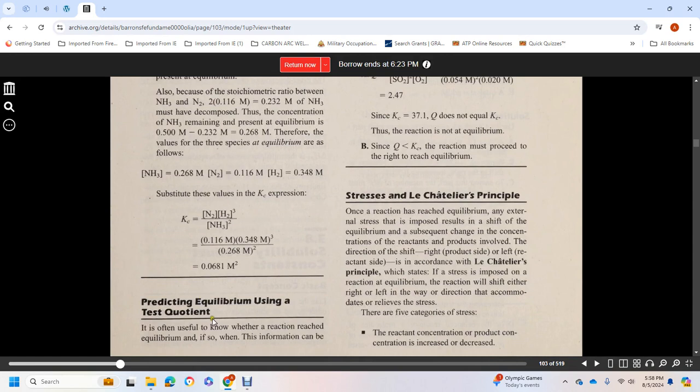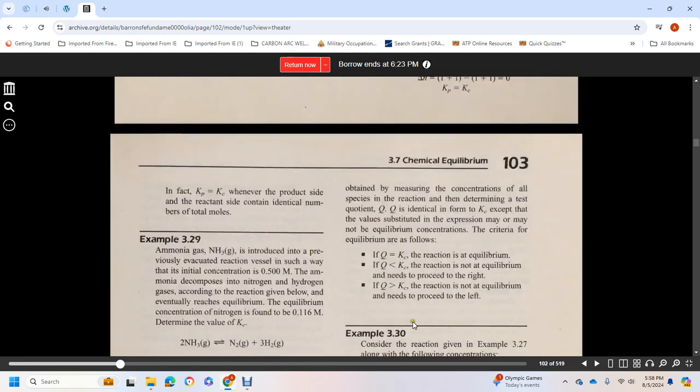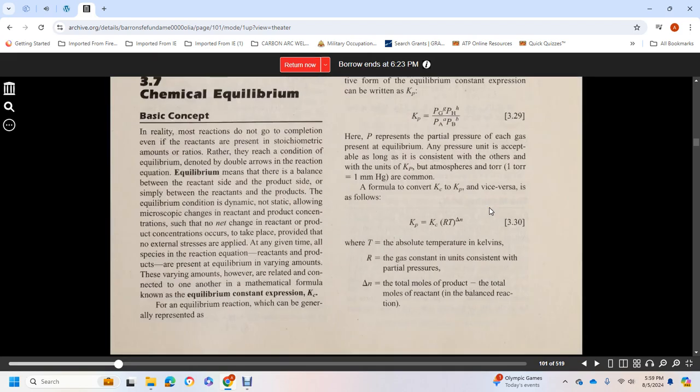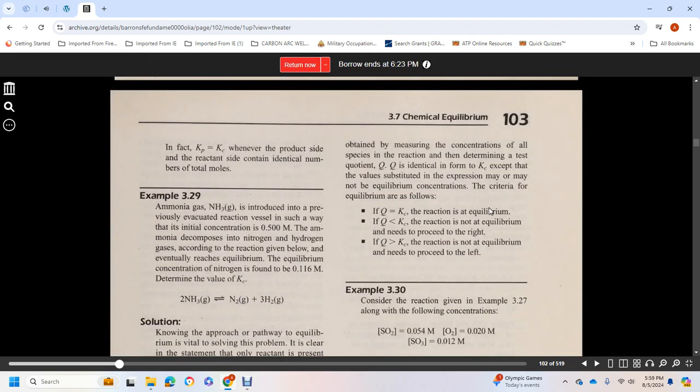Predicting equilibrium using the reaction quotient. Often you even need to know whether the reaction has reached equilibrium. If so, the information can be obtained by measuring the concentrations of all species for the reaction and determining the value of the quotient. The quotient is identical in form to the equilibrium constant expression, except that the values substituted may or may not be equilibrium concentrations. The criteria for equilibrium are as follows: if the quotient is equal to the constant, the reaction is at equilibrium.